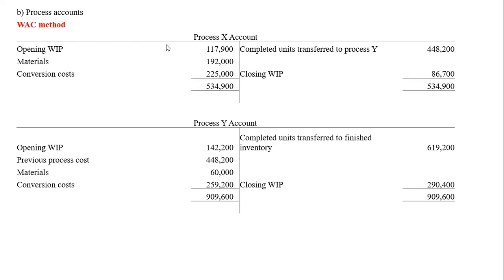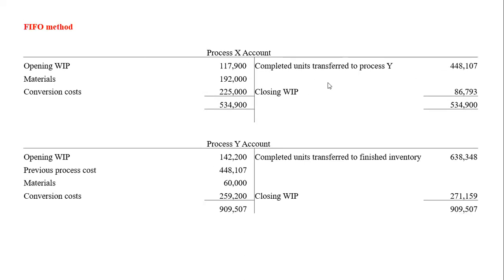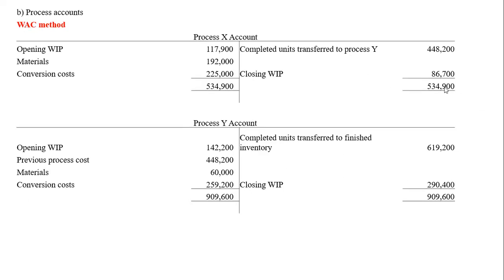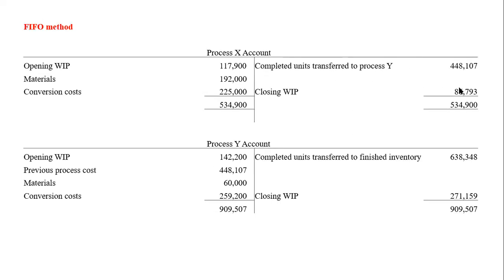When we follow the WAC method, closing work in progress was this much. The completed units transferred to process Y, this much, 448,86. But under the FIFO method, more or less the same, right? More or less the same. 534. Under the WAC method, 86,700. But under the FIFO method, 86,790 only. That is more by 93 rupees.